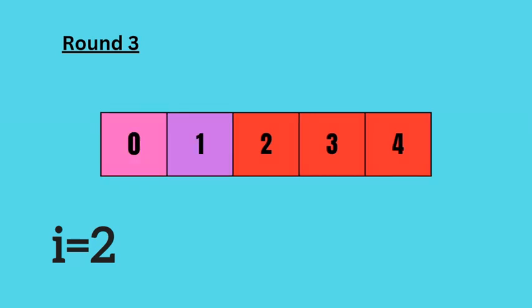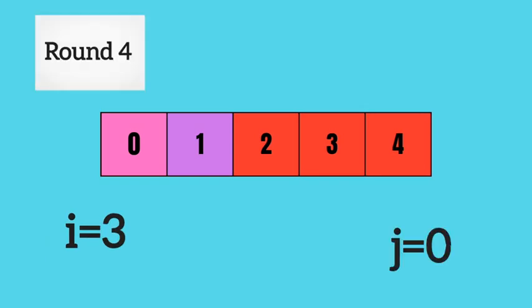We move on to round 4 where I is equal to 3 and j will again be 0. And here the comparison happens between element 0 and element 1. Once that comparison happens, the entire array is sorted. The entire array is marked in red to show that all the elements have reached their destined positions.